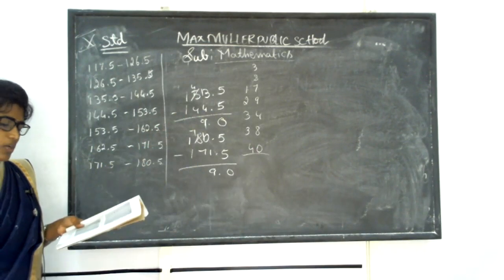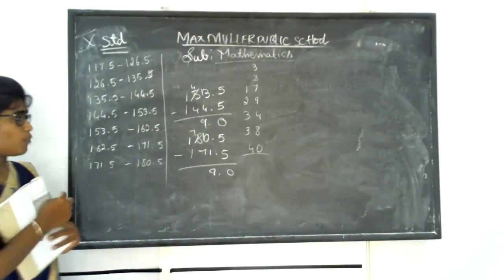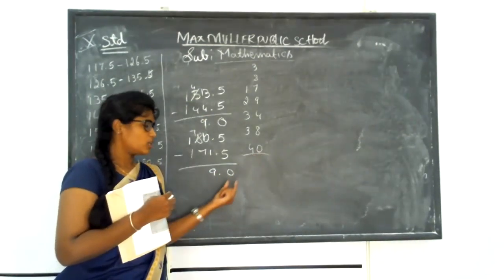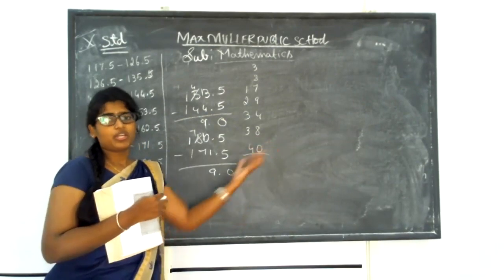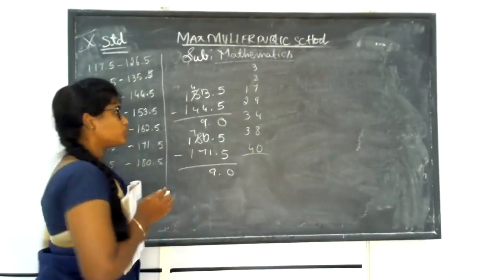Then next step, what will you do? You will add your frequency column. You should also get 40. Why? Because the last number of my cumulative frequency is 40, so here also you should get 40. Then you need to compare both. If you get them equal, then only you are going to do the sum.